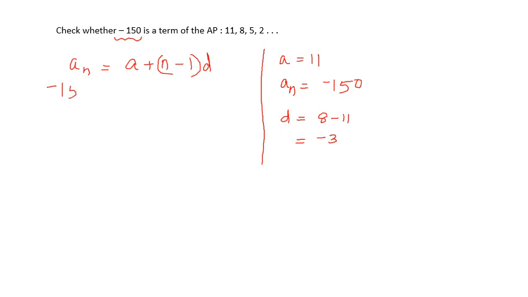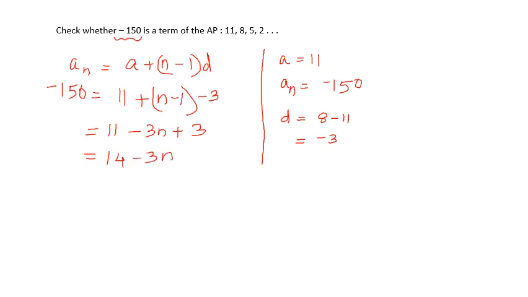Now what will you do? Substitute. Minus 150 is equal to, what do you get? A as 11 plus n minus 1 into d, which is minus 3. Let us do it fast. 11 minus 3n plus 3. You are multiplying minus 3 into n, minus 3n, minus into minus plus 3. So what do you get here? 11 plus 3, 14 minus 3n. So minus 150 is equal to 14 minus 3n.